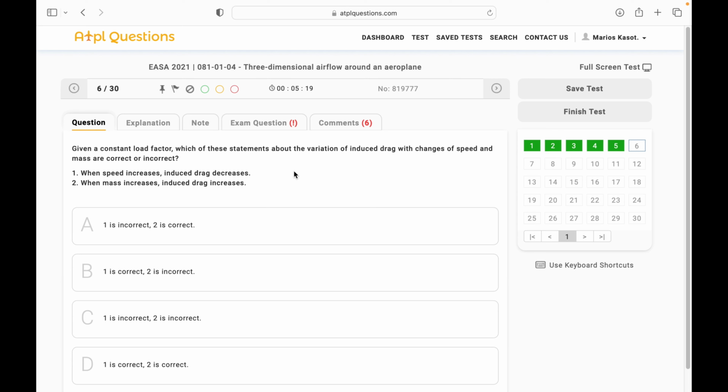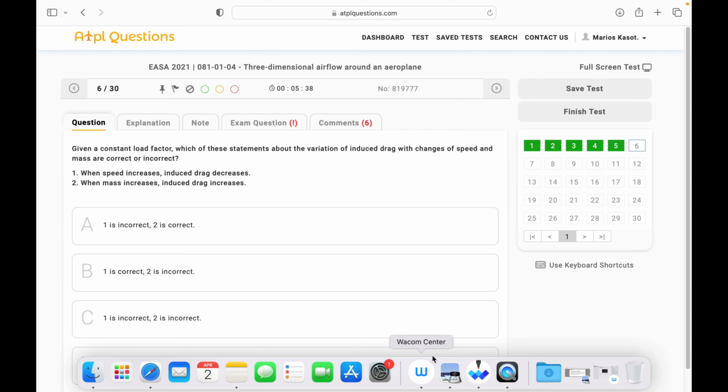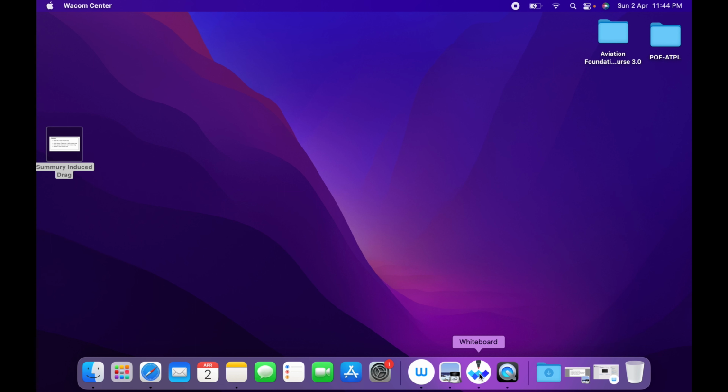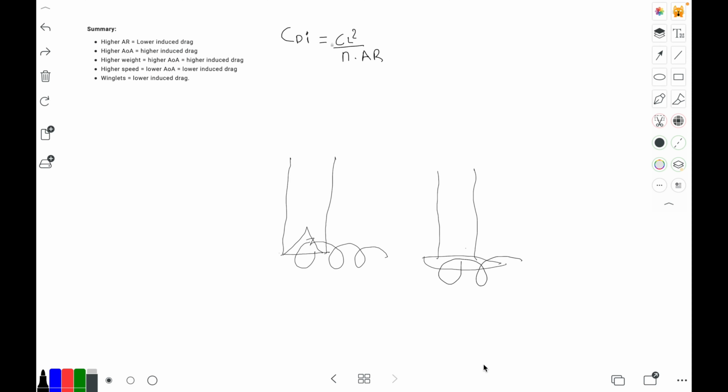Given a constant load factor, which of these statements about the variation of induced drag with changes of speed and mass are correct and incorrect? When speed increases, induced drag decreases. This is correct, because to have the same load factor means we want to remain straight and level. So when we increase the speed, coefficient of lift goes down, induced drag goes down.